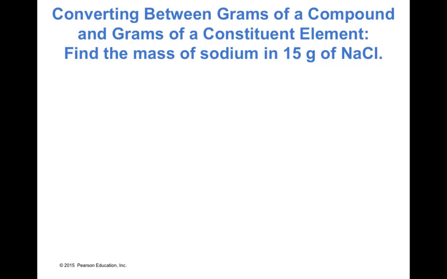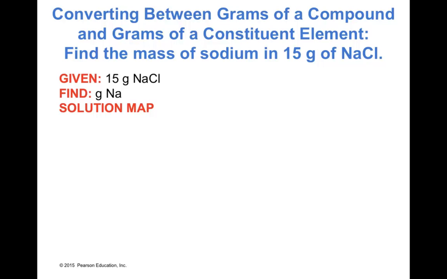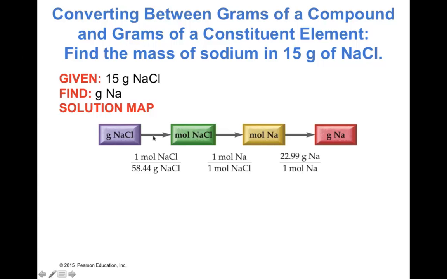Here we need to convert from grams of a compound to grams of a constituent element. So let's find the mass of sodium in 50 grams of sodium chloride. So we start with the mass of sodium chloride here, okay? And we need to find out the mass of sodium itself. So that means that maybe we need to go from the mass of sodium chloride to the number of moles of sodium chloride. Then from that point, we can determine the number of moles of sodium, and finally we can get to the mass of sodium.